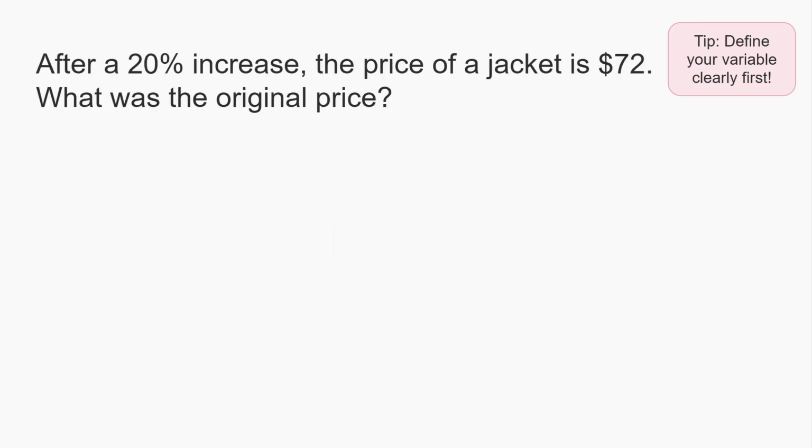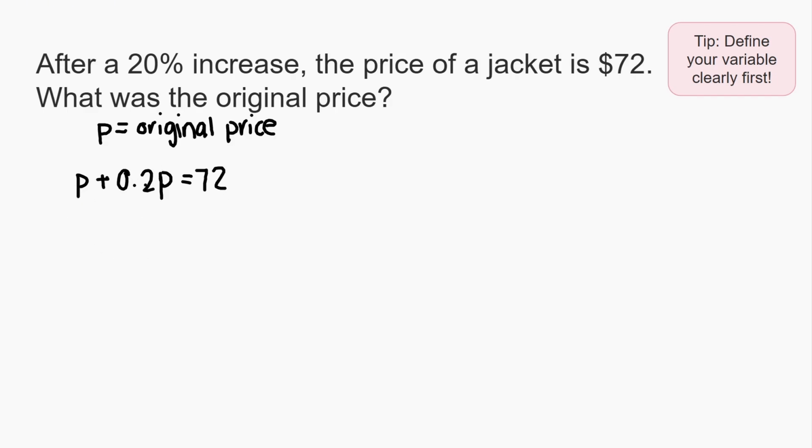For this question, we have, after a 20% increase, the price of a jacket is $72. What was the original price? So for this one, after a 20% increase, the price of a jacket is $72. So we know that the original price was lower. Let's just write P as original price, our variable. So we have the original price, plus we have a 20% increase that we can write as 0.2 times P is equal to 72. And now we have one equation that we can solve.